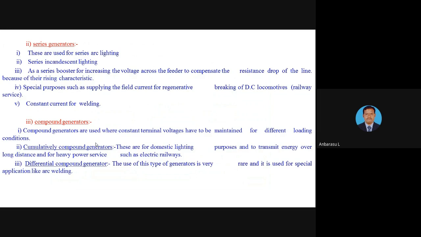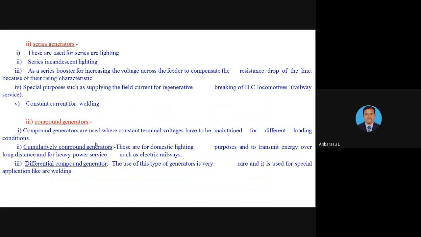So next one is the compound generator. Here in the compound generator, constant terminal voltage has to be maintained for different loading conditions. Whenever constant terminal voltage is required under varying loads, we can employ the compound generator. The cumulative compound generator is used for domestic lighting purposes, transmitting energy over long distances, and heavy power service such as electric railways also.